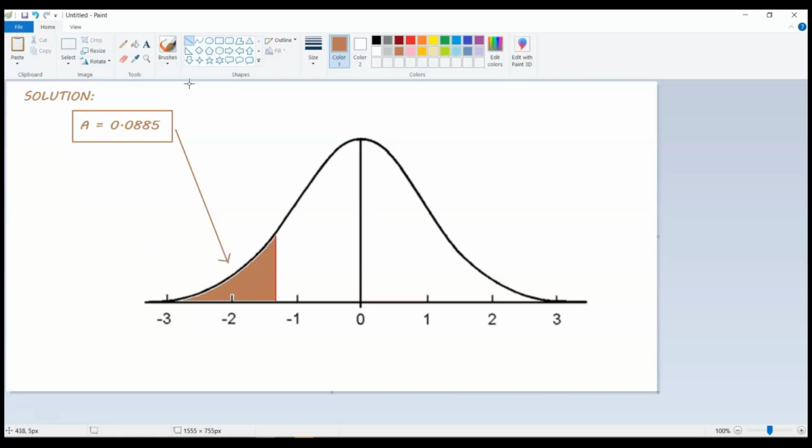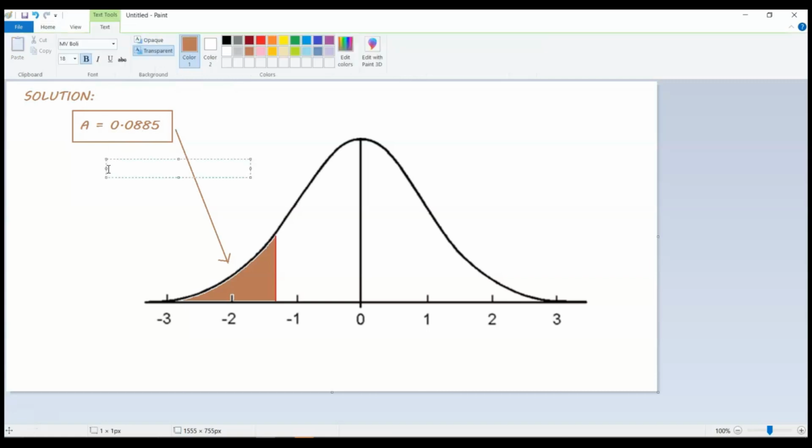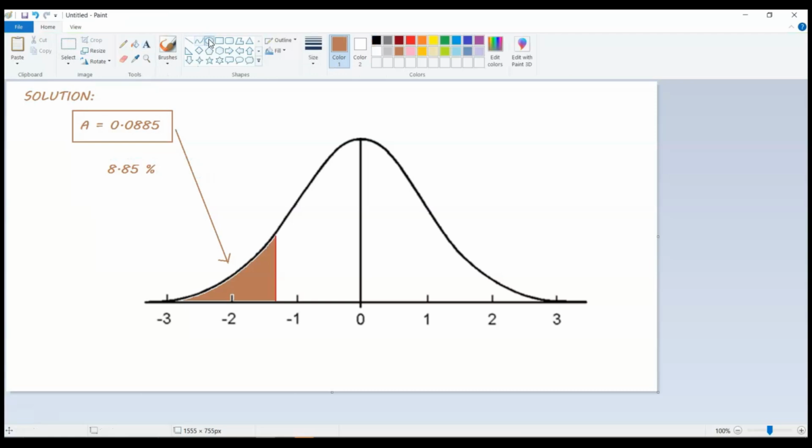Now, if you are asked what percentage of the whole data are below z equal to negative 1.35, you just simply multiply our area by 100%, and that is equivalent to 8.85%. So to make an inference and to interpret it, 8.85% of the data is below z equal to negative 1.35.